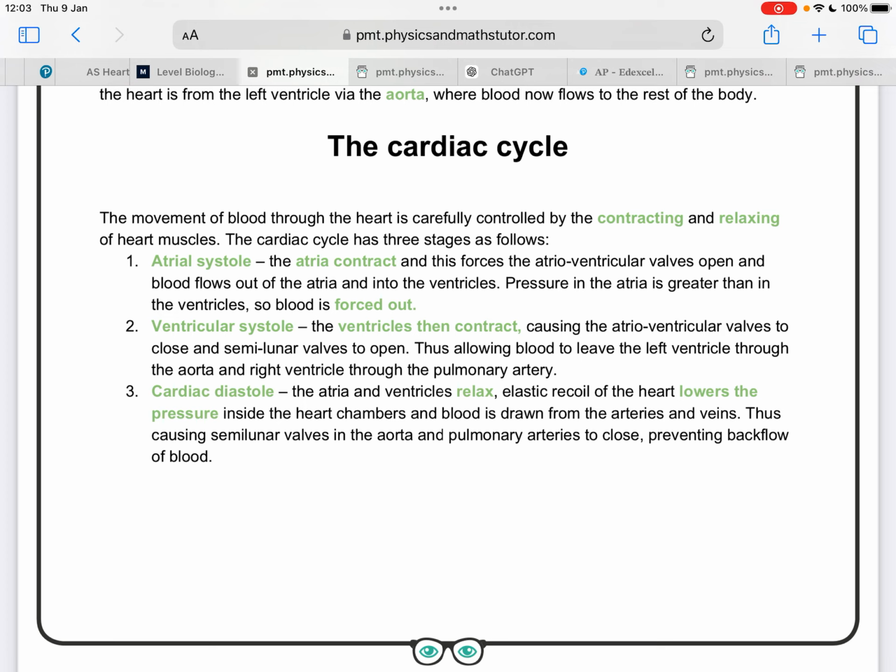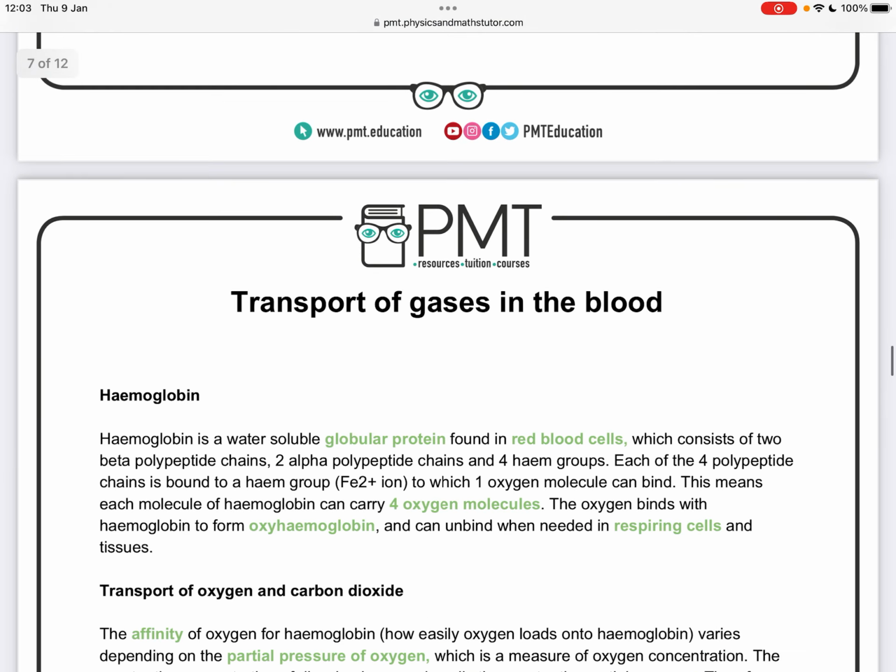Lastly, the cardiac diastole, where the atria and the ventricles relax. Elastic recoil of the heart lowers the pressure inside the heart chambers, and blood is drawn from the arteries and veins, thus causing the semilunar valves in the aorta and pulmonary arteries to close, preventing backflow of blood. This is the cardiac cycle.